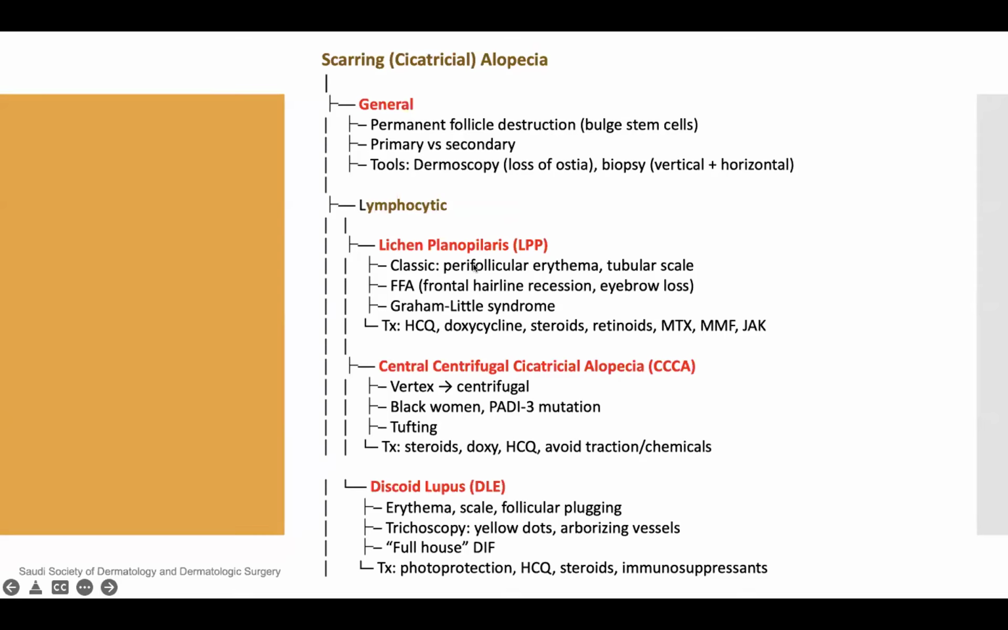LPP: the classic perifollicular erythema and tubular scale. Frontal fibrosing alopecia, with eyebrow loss as a clue, and Graham-Little-Piccardi-Lassueur syndrome, which is a triad. Don't forget the triad. Treatment: hydroxychloroquine, doxycycline, steroid, retinoids, MTX, and all of these.